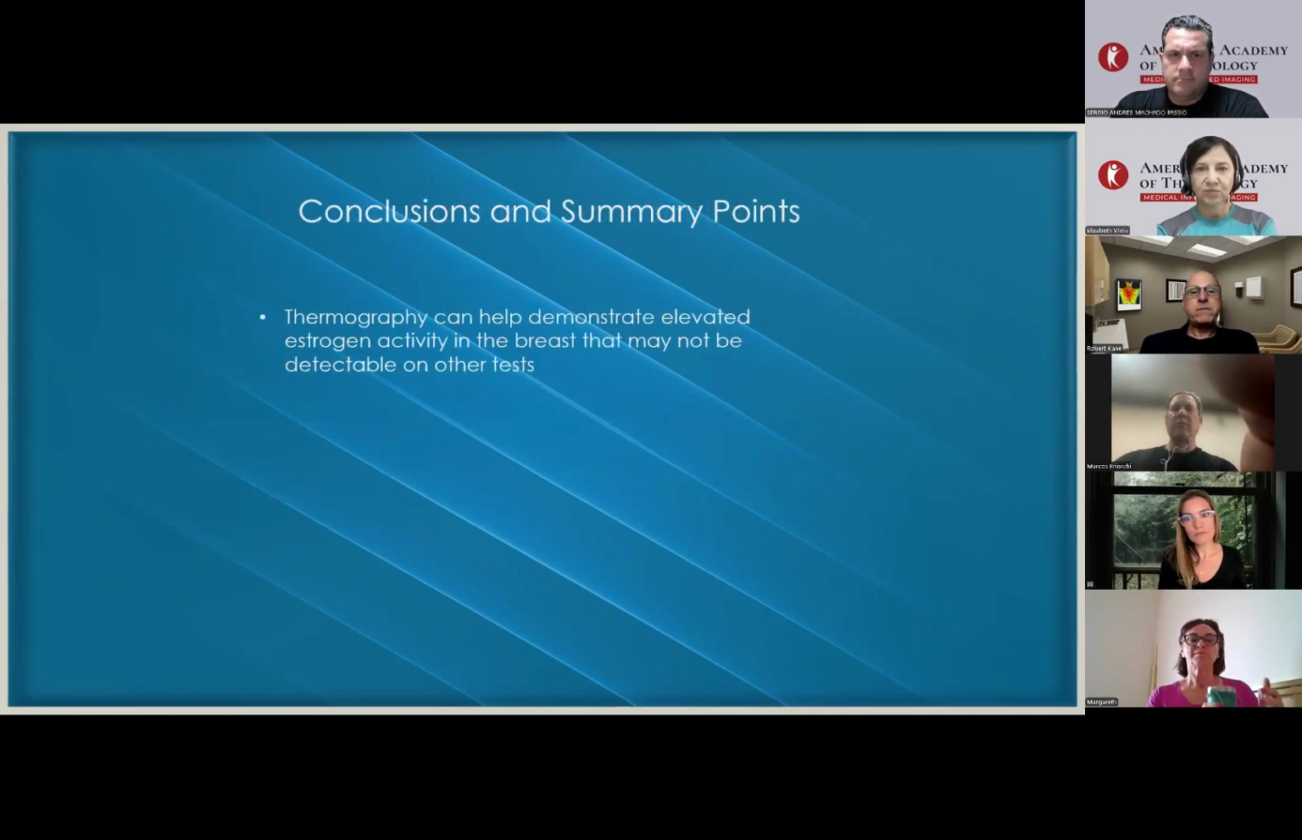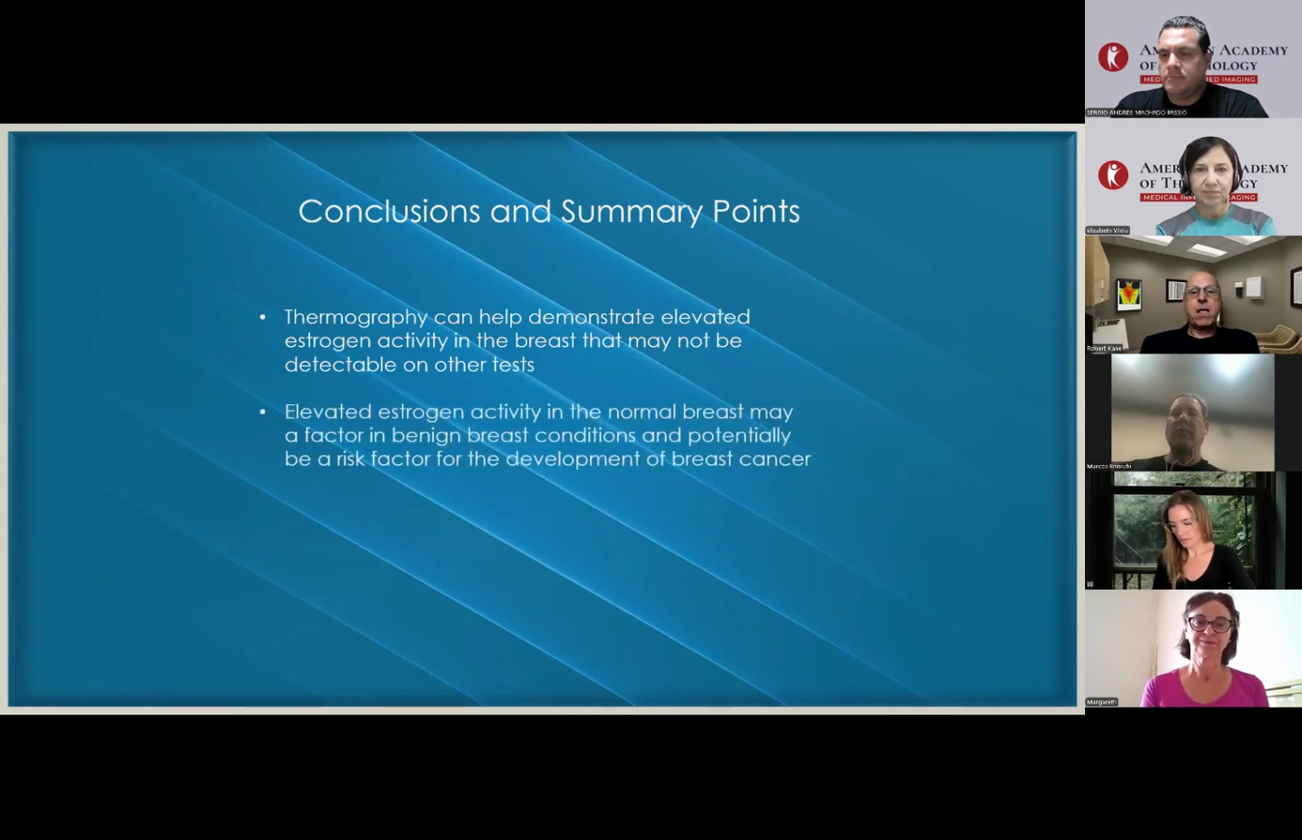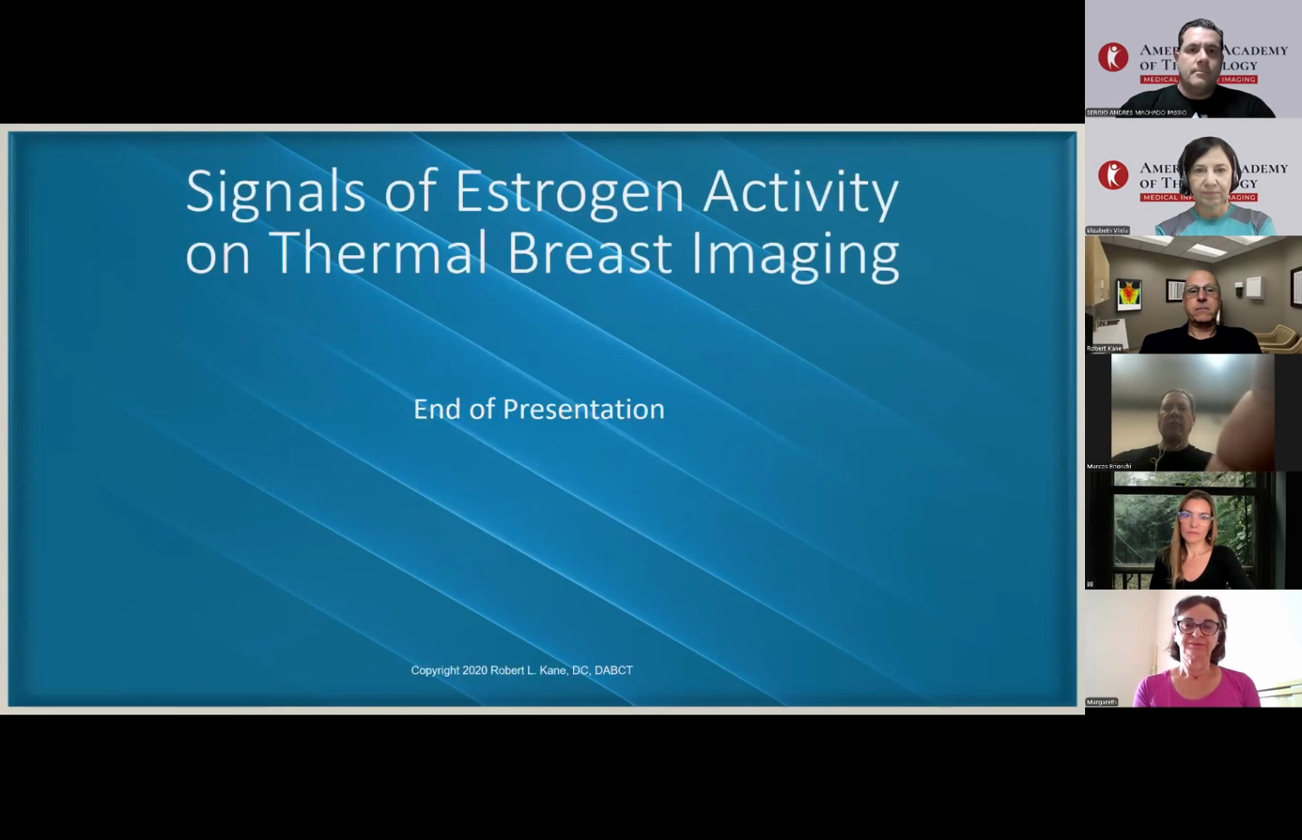So in conclusion, thermography can demonstrate elevated estrogen activity in the breasts that may not be detectable on other tests. The elevated estrogen in the normal breast may be a factor in benign breast conditions and potentially be a risk factor in the development of breast cancer. And the ability to identify and monitor a possible state of elevated estrogen activity can aid in the overall treatment and management of the patient. And that's the end of my presentation.